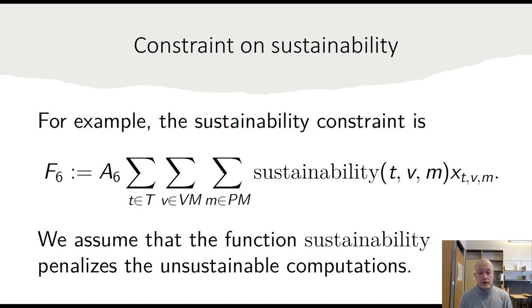So there are these hard constraints and soft constraints. And now the sustainability is relatively simple. In this case, this sustainability function basically penalizes unsustainable configurations. We have encoded it to depend on tasks, virtual machines, and physical machines. And it is just assumed to return some kind of penalizing value, how sustainable this configuration is. We will discuss a bit later how to implement this.